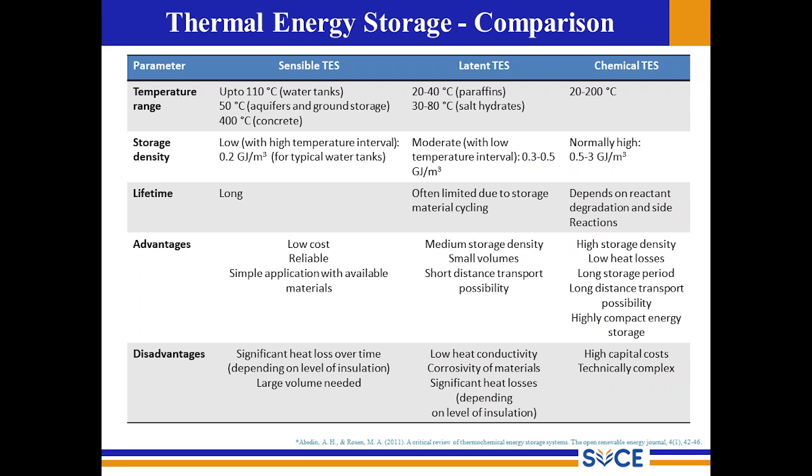Now comparing your three different types of thermal storage systems, you have your sensible, latent, and chemical. Here you have seen the energy density, which I talked about in the last session. It's all in terms of gigajoules per meter cube, so it is volumetric based. In chemical TES, the value is relatively high compared to the other two. Whereas sensible TES systems have a long lifetime. Chemical TES depends on the reactants' degradation.